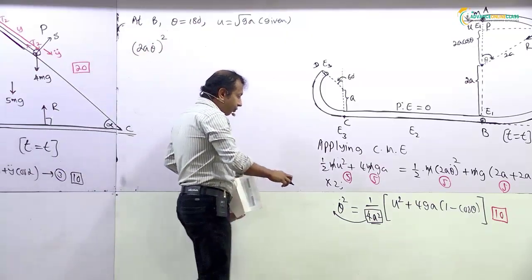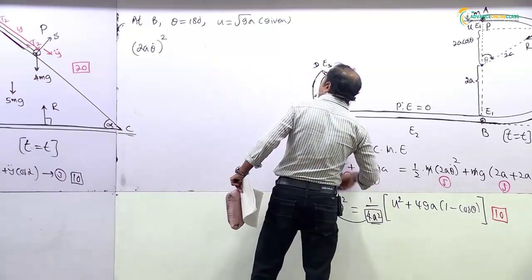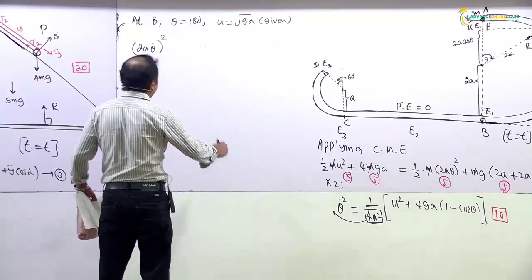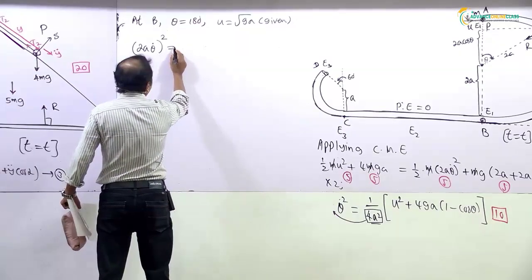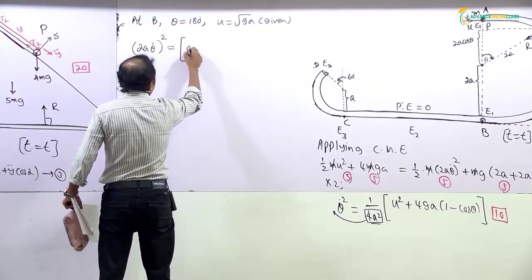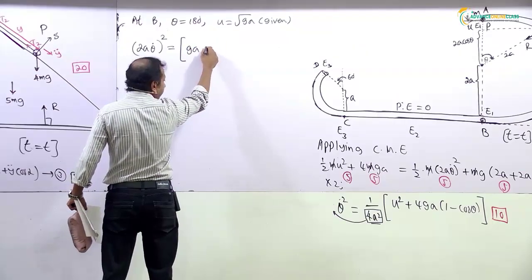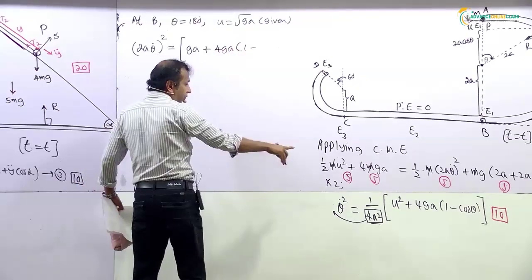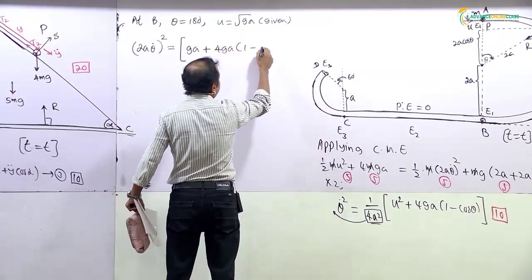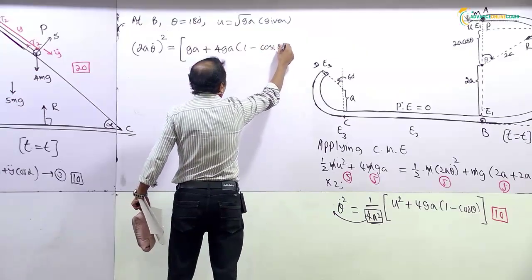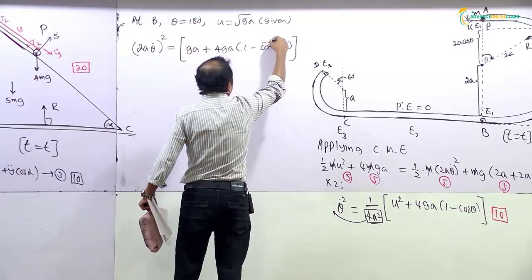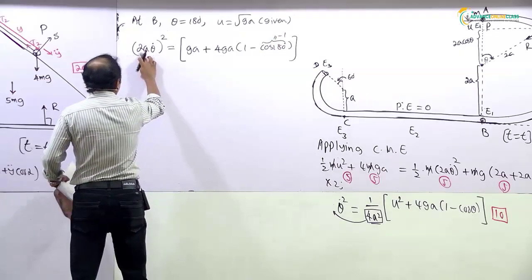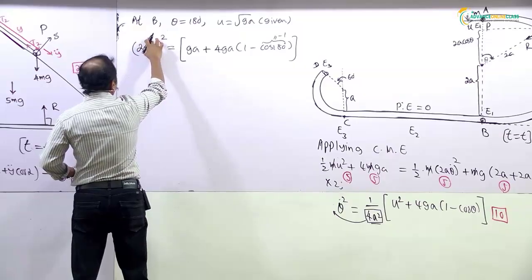Right. Substitute for this u, that root ga, theta 180. Then we get u square means ga, root will eliminate, no? Plus 4ga (1 minus cos theta 180). Cos 180 is minus 1. Okay. Then we get 2a theta dot means velocity.